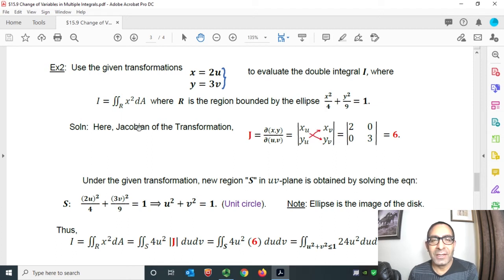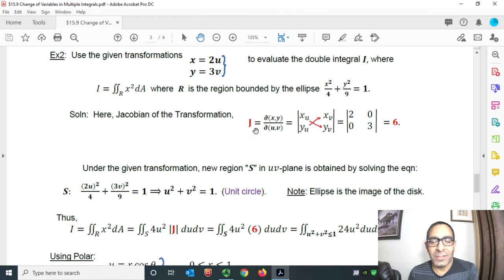So the idea here is we need to find the Jacobian and the corresponding region in the UV plane such that the image of this new region under the transformations is the ellipse, and we are integrating the double integral over the new region in the UV plane instead of over the ellipse. So first let's find the Jacobian.